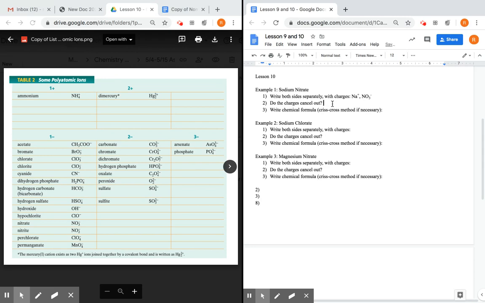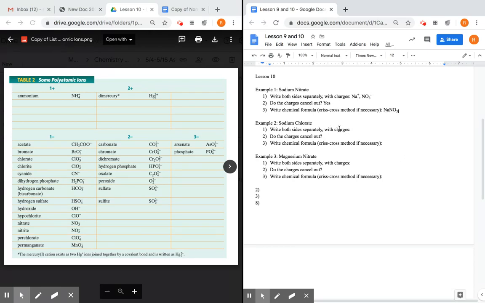And then do the charges cancel out? Here, in this case, yes, they do. And then we're going to write the chemical formula. Because these charges cancel out, we don't need to do any switching or crisscrossing of subscripts, but we need to also include this 3, because NO3, this thing right here, is one ion. You need all of the atoms and subscripts. Whenever you are working with a polyatomic ion, pretend like this is a single atom, right? This whole thing has a minus charge, therefore this whole thing will cancel out this positive charge. So I'm typing NaNO3, and that is going to be our completed formula.